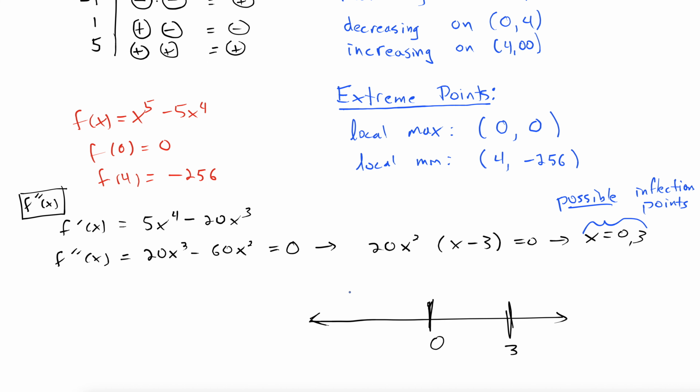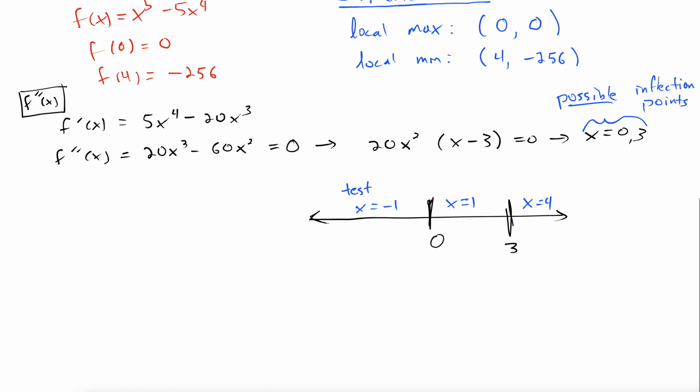Next we'll test the points in the regions here. So let's test x equals -1, x equals 1, I just like to choose the simplest possible points, and x equals 4. For the region on the right, we could have just as easily chosen x equals 10 billion. We'd get the same answer, whatever it comes to. Okay, so there's our chart.